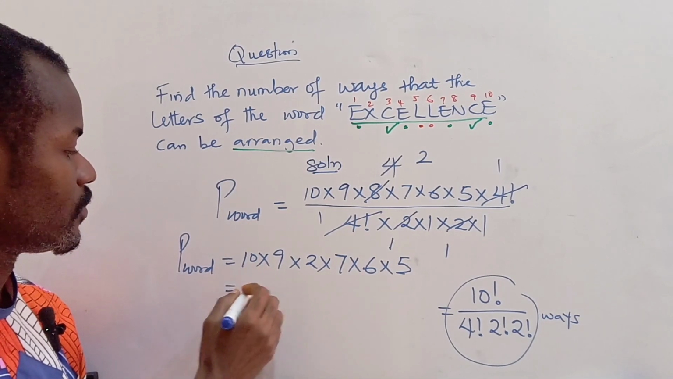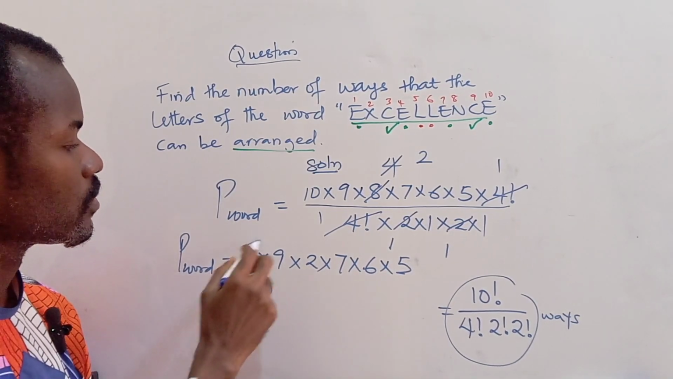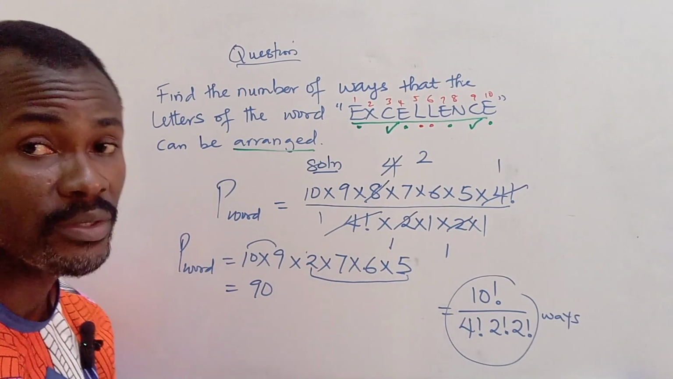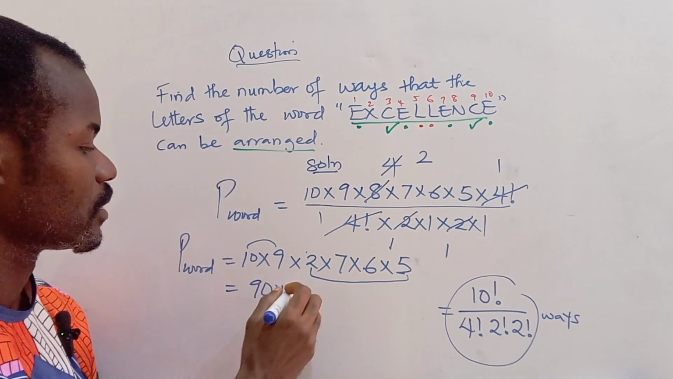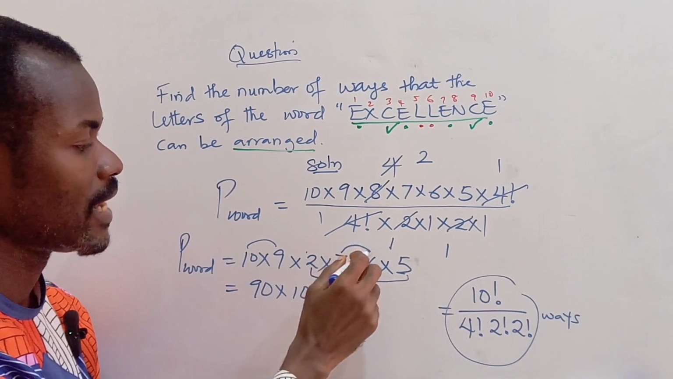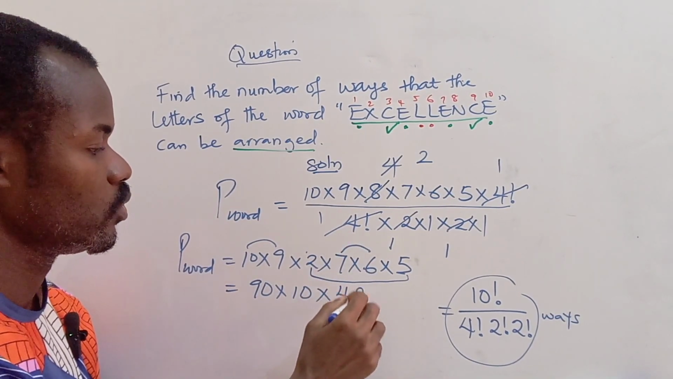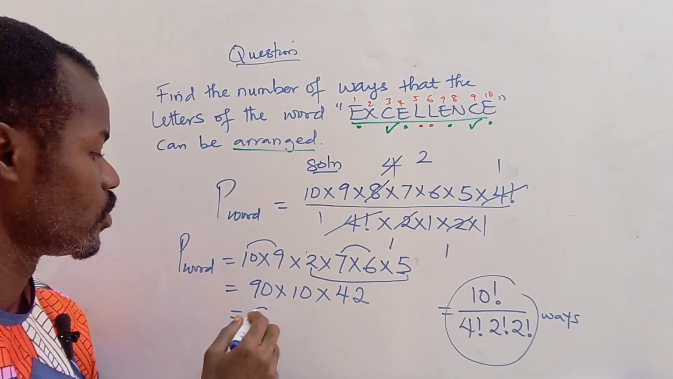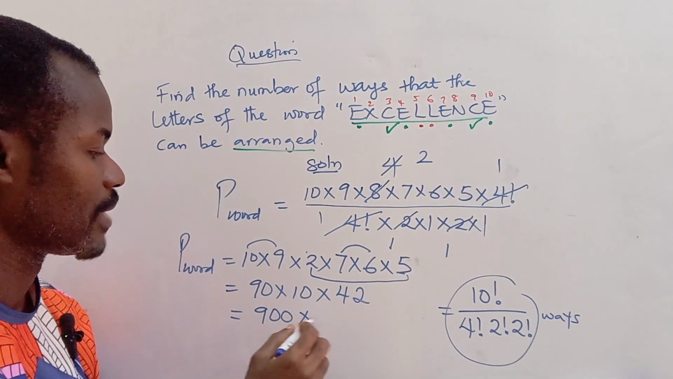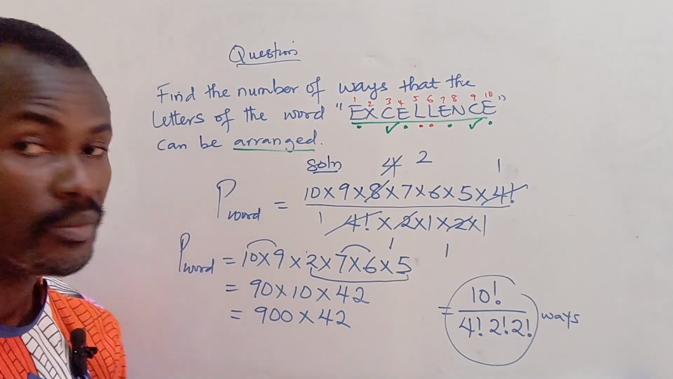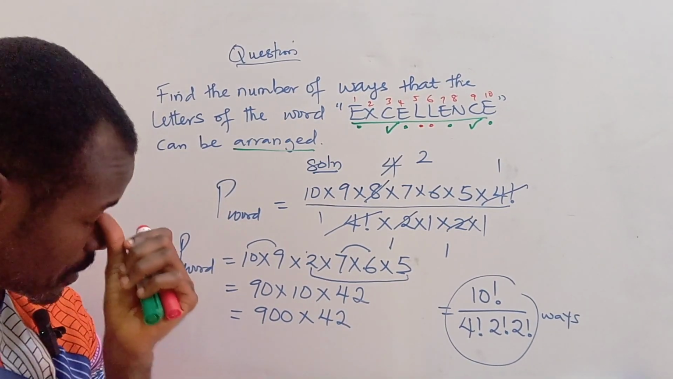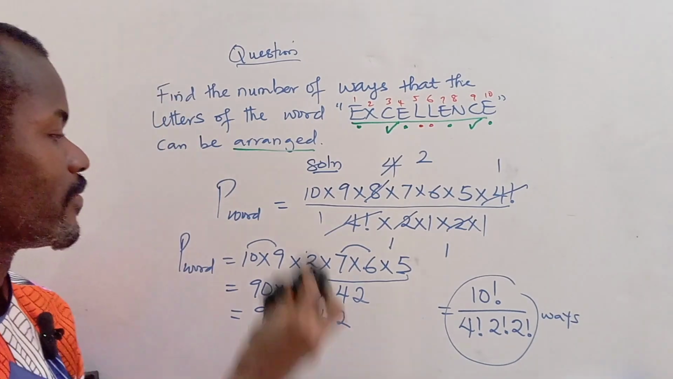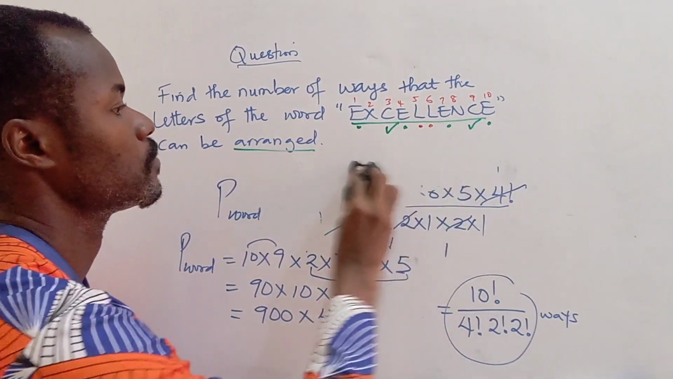10 times 9 is going to give us 90. So this is 90. The 2, I'm going to use it to multiply 5. That will give us 10. Now 7 times 6 is going to give us 42. So 90 times 10 is going to give us 900, times 42. Now let's multiply this to see what we are going to get as our final answer to this problem.